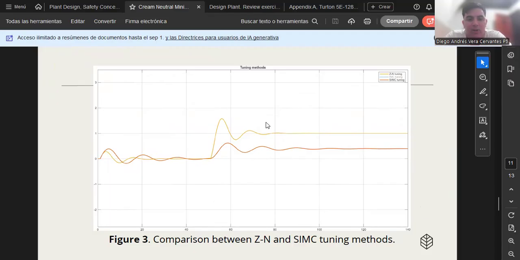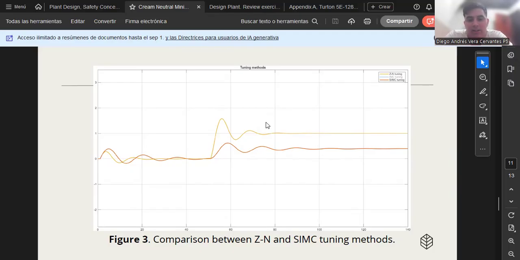The representation, finally, the slide shows the comparison between the classical Ziegler-Nichols tuning method and SIMC. The curve for Ziegler-Nichols shows a response with a high overshoot, meaning the controlled variable exceeds the set point significantly before settling down. It also exhibits oscillations that take time to dampen, which in a real process can be risky, as it may compromise stability and even damage equipment or product quality.